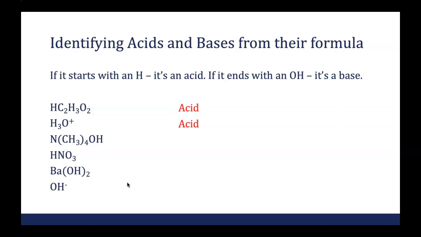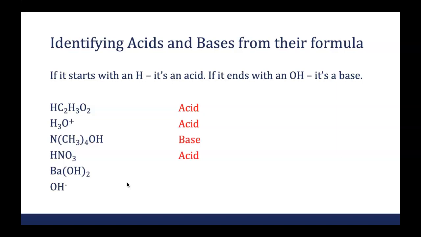All right, let's look at this next one. This is a more complicated compound, NCH3,4OH. Well, I see that contains an OH, so that's going to be a base. All right, HNO3. So this contains H and O, but is it a base? No, they're not together. It starts with an H, so it's an acid.